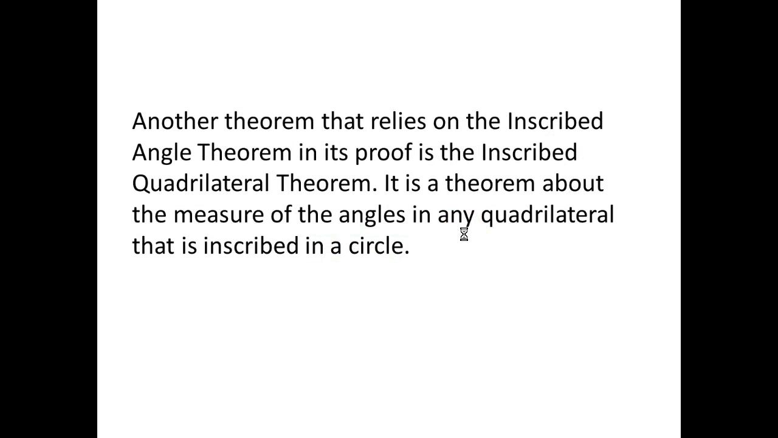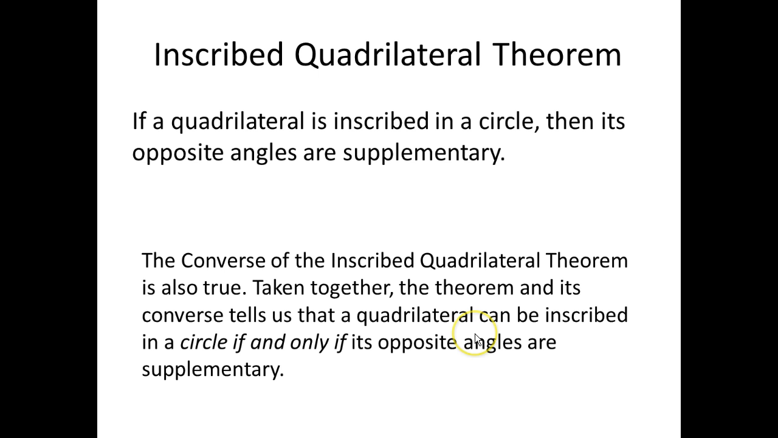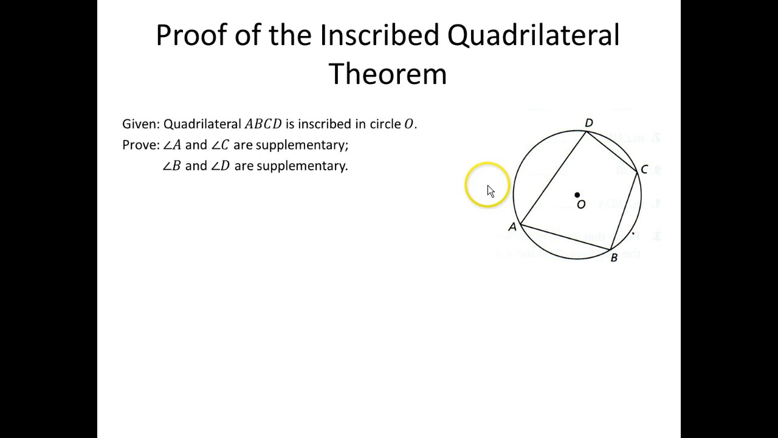Another theorem that relies on the inscribed angle theorem in its proof is the inscribed quadrilateral theorem. It's a theorem about the measure of the angles in any quadrilateral that's inscribed in a circle. Now, if a quadrilateral is inscribed inside a circle, according to the quadrilateral theorem, then its opposite angles are supplementary. The converse of this is also true. Taken together, the theorem and its converse tell us that a quadrilateral can be inscribed in a circle if and only if its opposite angles are supplementary. Now let's give a proof of this fact.